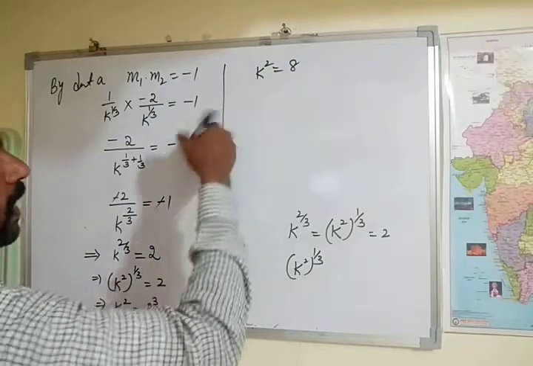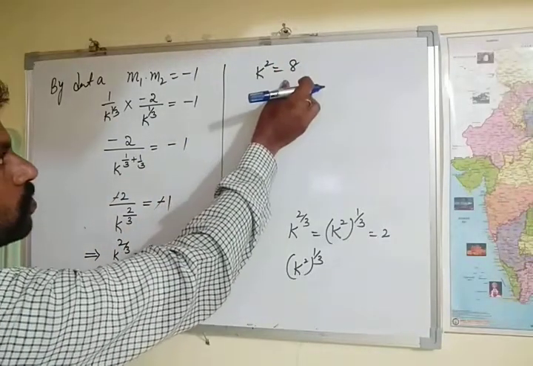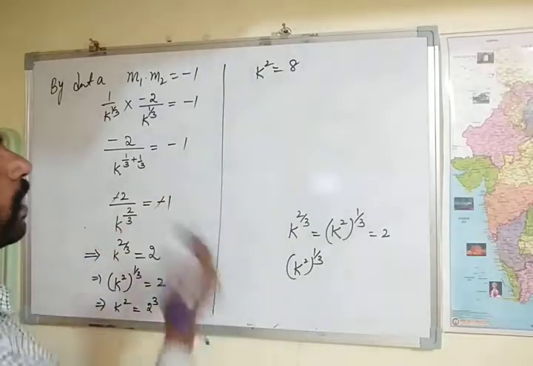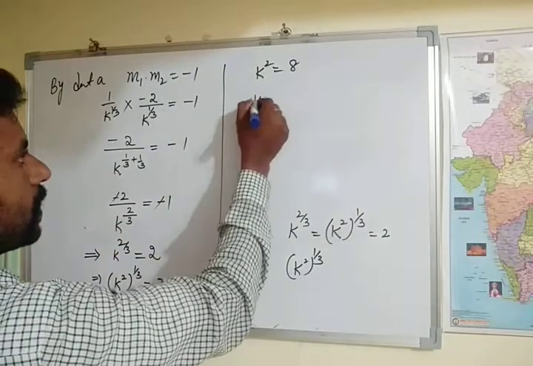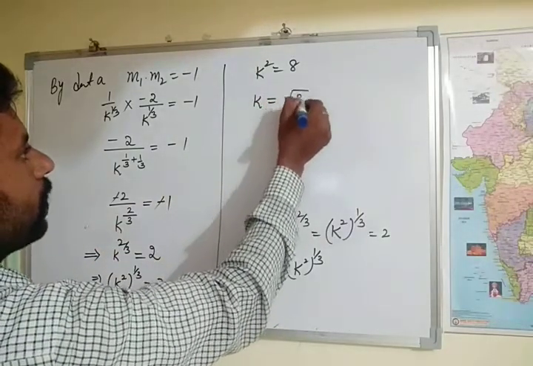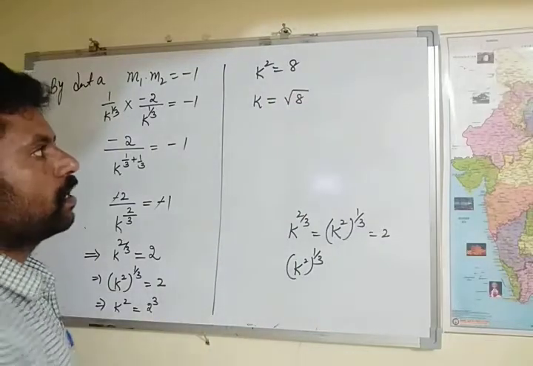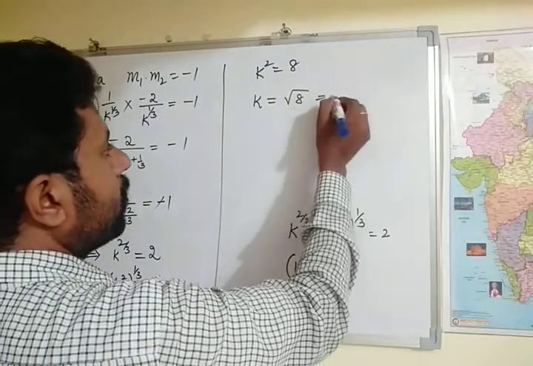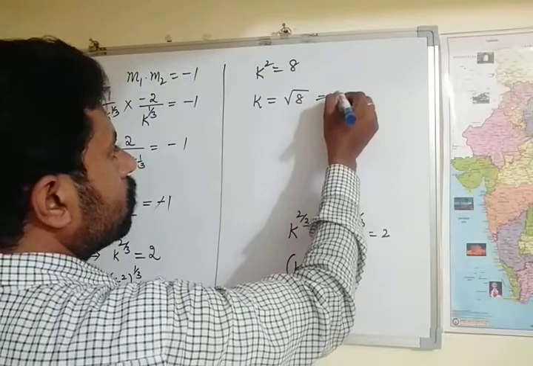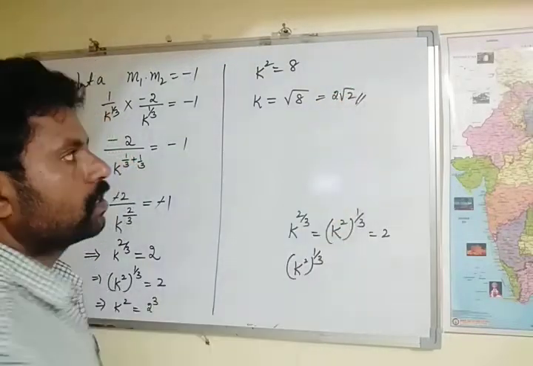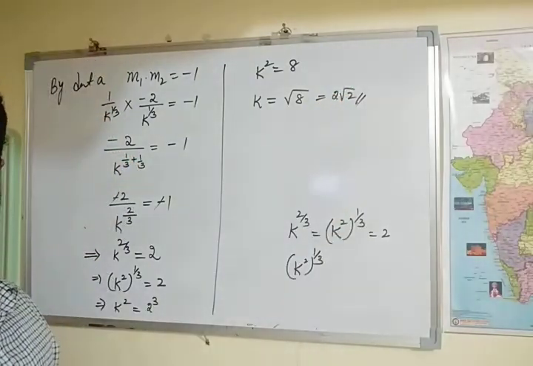Here we have k square is equal to 8. Now take square root on both sides. Root and square get cancelled. k is equal to plus or minus root of 8. Root of 8 can be written as root of 4 into 2. Root of 4 is 2, so we get 2 root 2. This is the required value of k.